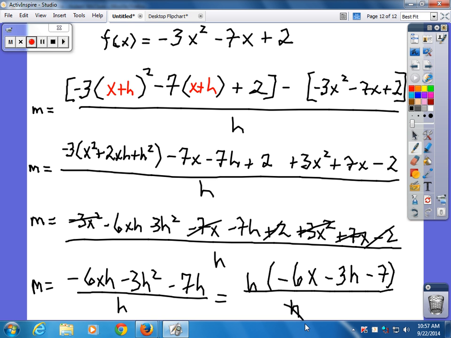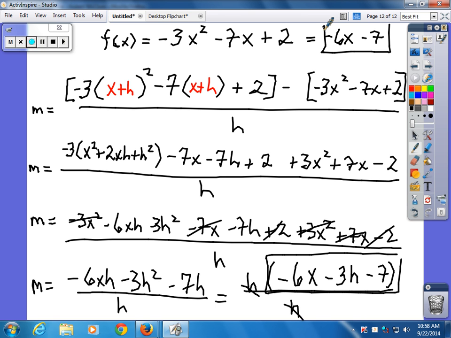And what happens to the h's? And your answer is negative 6x minus 3h minus 7, which the h term is going to what? Drop, and you're going to get negative 6x minus 7, and I think that's what I told you. So here is your Math 110 answer, and your calculus answer would be negative 6x minus 7. That's your calculus answer that you're going to see.